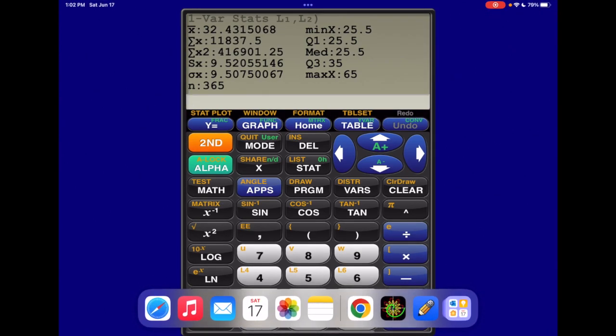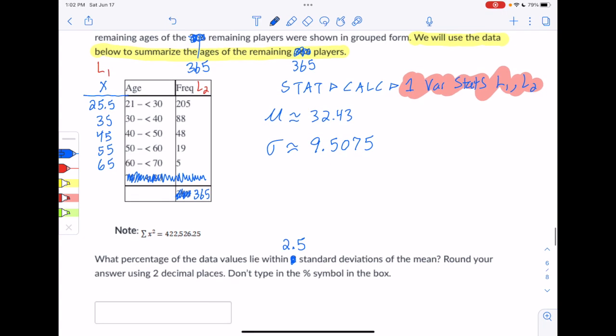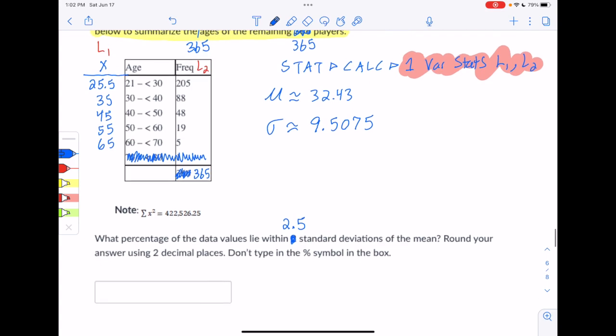So let's go back and write those numbers down. So for the mean to 2 decimal places, which is what they asked us for in the previous problems, I believe, we'll put 32.43. For the standard deviation of the population, they asked for 5 significant figures, so 9.5075. So there's all the previous problems' work done. We figured out what symbols to use, mu and sigma, and we got the mean and standard deviation. Now on to the actual task that they asked us to do here, which is calculate what percentage of the data values lie within 2.5 standard deviations of the mean.